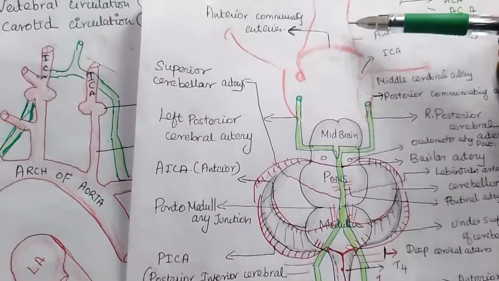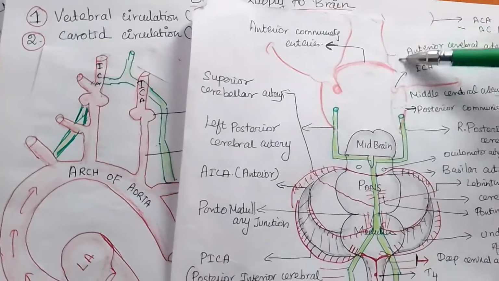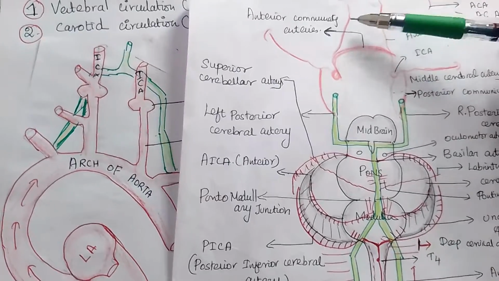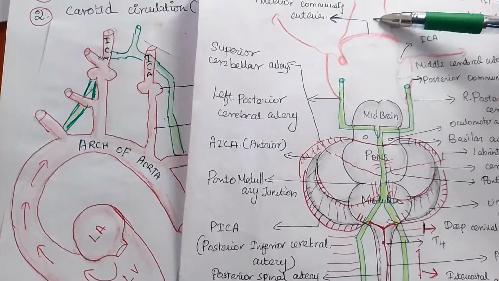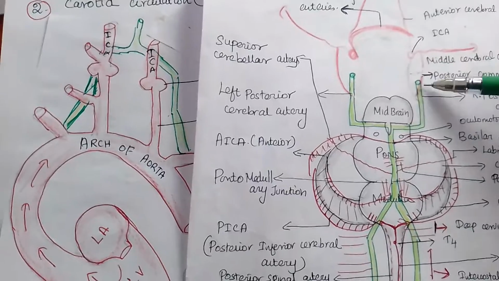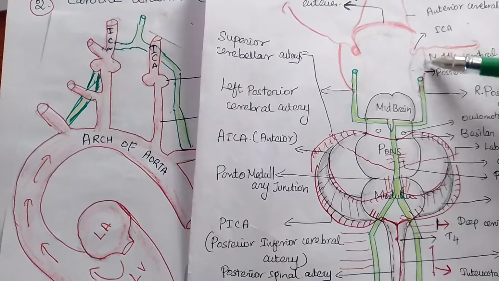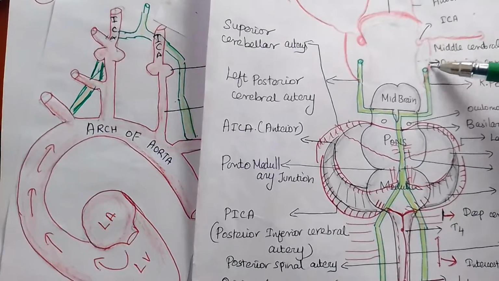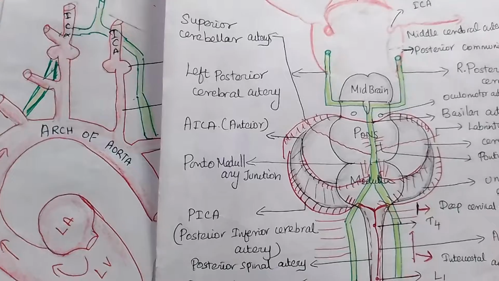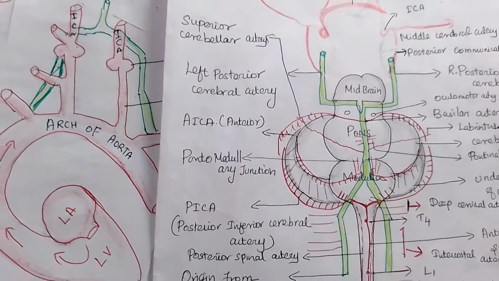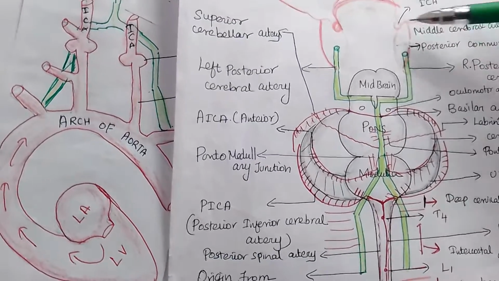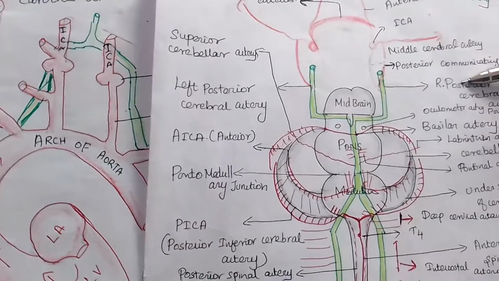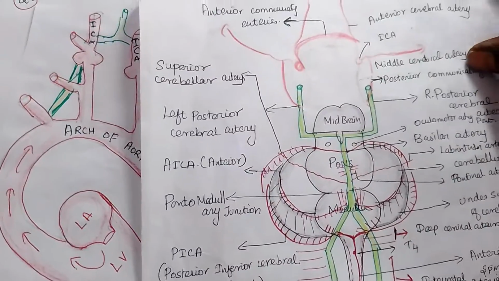When these anterior cerebral arteries connect with each other, it is called the anterior communicating artery. Understand? Then from the middle cerebral artery, one branch is coming laterally and posteriorly, and it is connecting to the right posterior cerebral artery and left posterior cerebral artery. It is connecting together. It is called the posterior communicating artery. Right and left posterior communicating artery.